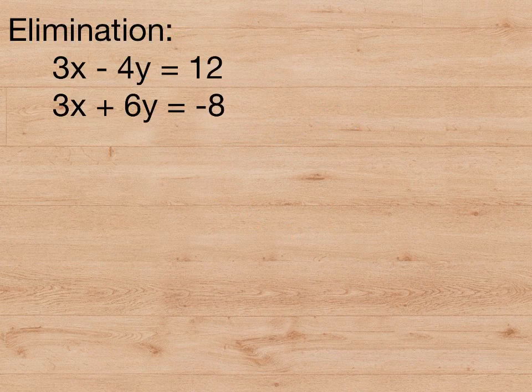The second method we studied was elimination. Elimination, remember, involved eliminating or getting rid of either the x terms or the y terms. So in this case, the first thing I look for is, do I have two terms that are exact opposites? In this case, I have 3x and 3x. I have negative 4y, and I have 6y. I don't have exact opposites, but I do have same. So if I can turn one of those into a negative, then I've got my opposites.